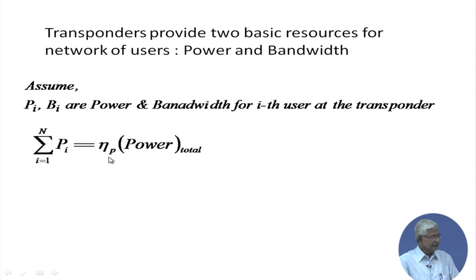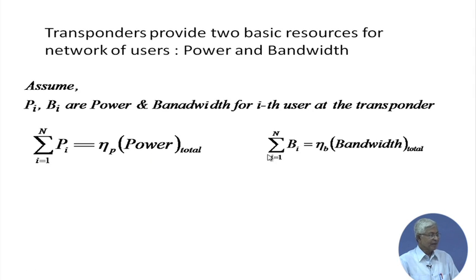Now, our intention will be to make this eta p as near to 1 as possible, its maximum value is 1. So, when eta p is 1, then all the powers each user is taking together will be the available power, the total power available from the satellite.